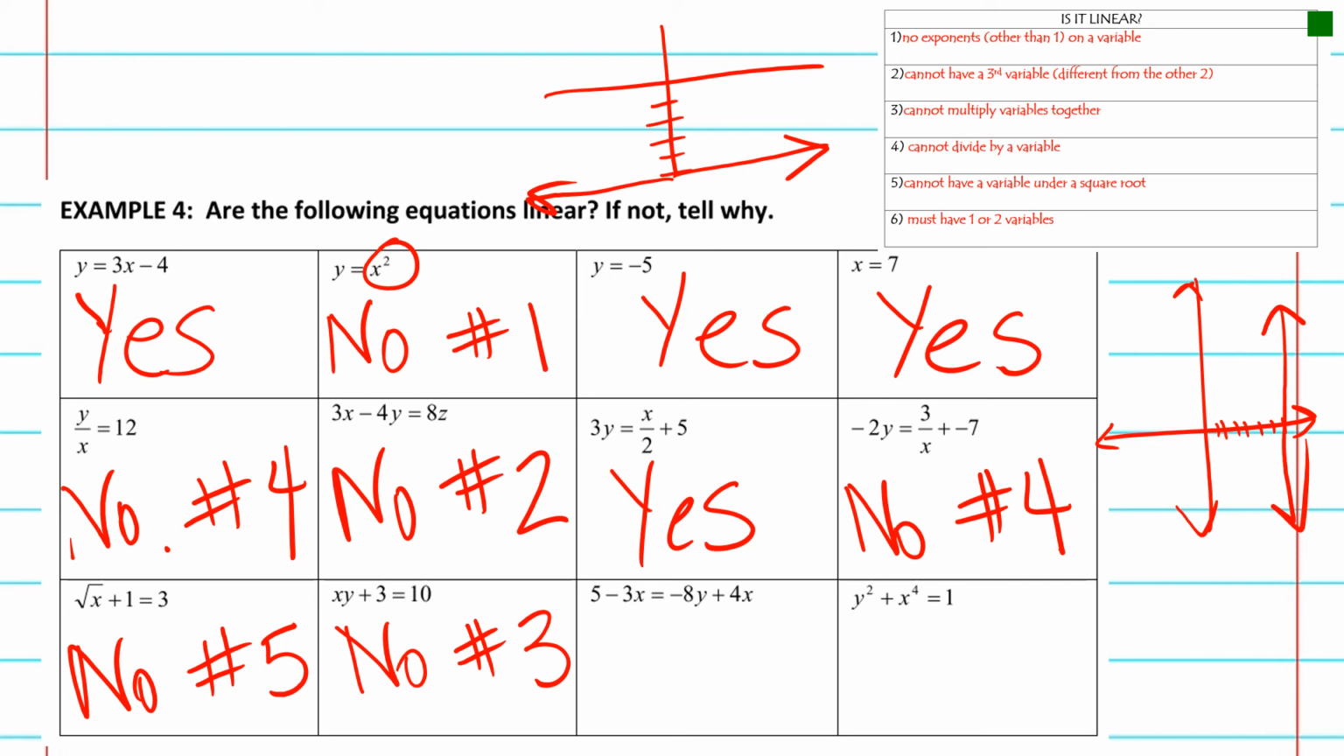Number 5, the next one I have is 5 minus 3x equals negative 8y plus 4x. So my variables are okay because the exponents are 1 and 1 and 1. I don't have a third variable because I have x, y, and x. Even though there's 3 variables, I'm going to combine these x's into one term. So that's okay because I don't have x, y, and z. That would be bad. I have x, y, and x. That's okay. I haven't multiplied my variables together. I haven't divided by variables. I don't have square roots. So I'm okay. So this one's yes. And then the last one, well, it breaks rule number 1, doesn't it? I can't have these exponents, so that means it's not a line.